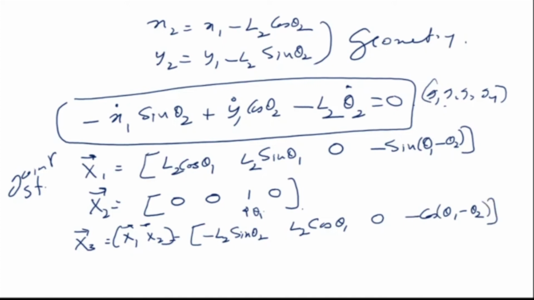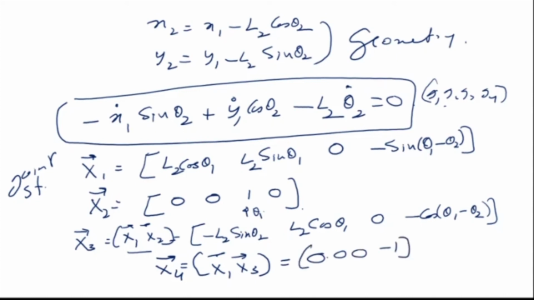Okay, so I have got x3 by taking the Lie brackets of x1 and x2. I can get another one, x4, if I take the Lie brackets of x1 and x3, and what we get here is 0, 0, 0, minus 1. Now if I find the determinant of x1, x2, x3, and x4, we find that it is equal to L squared, which is not equal to 0, which means that these are independent vector fields.